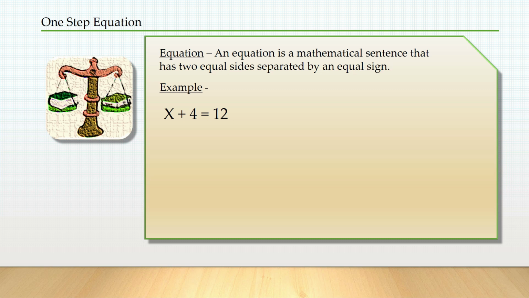x is an unknown variable. 4 and 12 are the constants. We will use a simple method to determine the value of x.